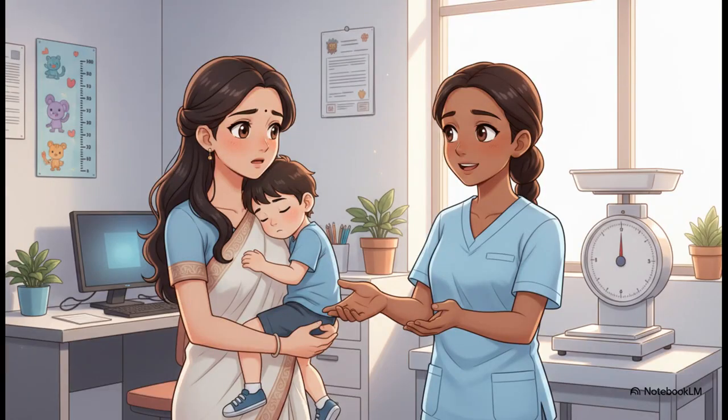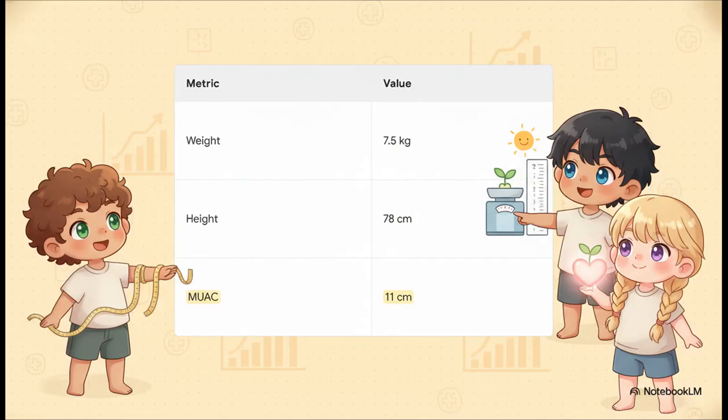Okay, I want you to picture this. You're in a primary health center. A mother walks in with her 2-year-old son. You can tell right away that he's not doing well. So the first thing you do? You take his measurements. And here's the data. His weight is 7.5 kilograms and his height is 78 centimeters. But look at that last number. That's the one that sets off all the alarm bells. The MUAC, that's the mid-upper arm circumference, is only 11 centimeters.